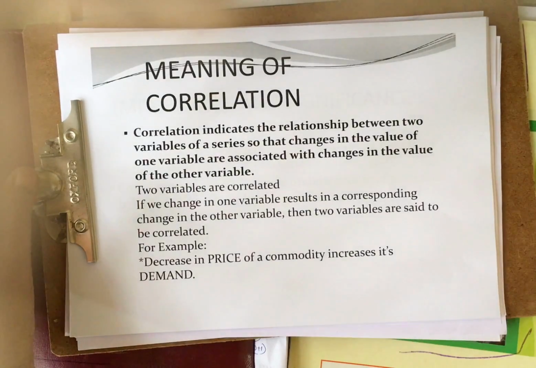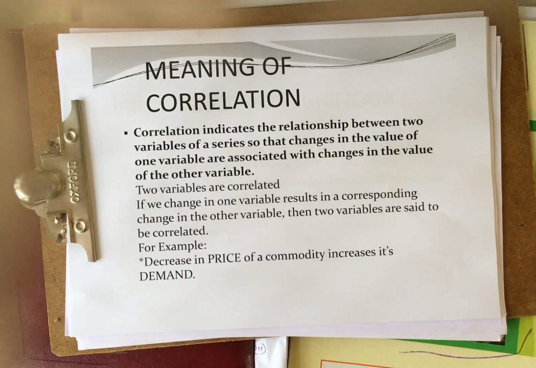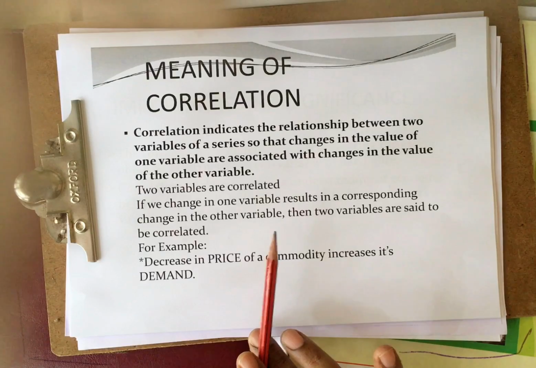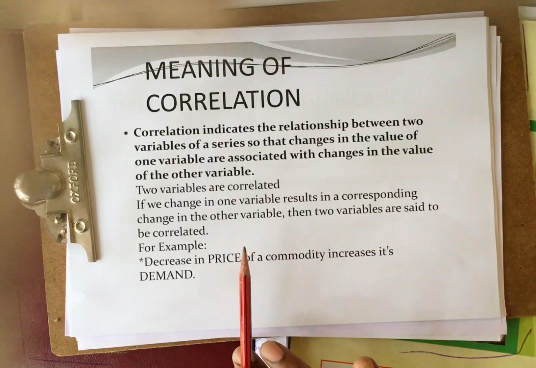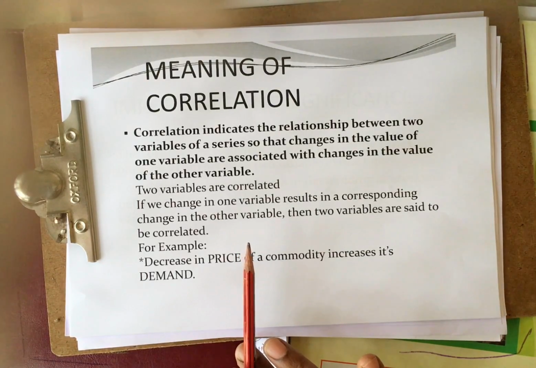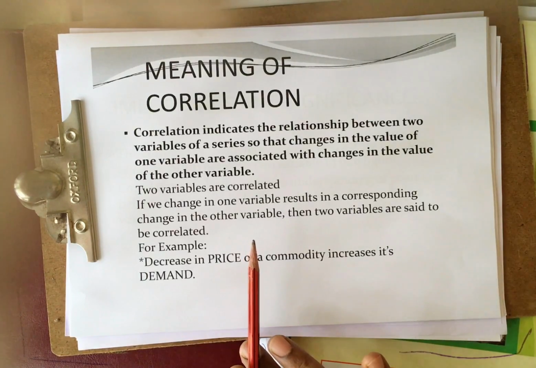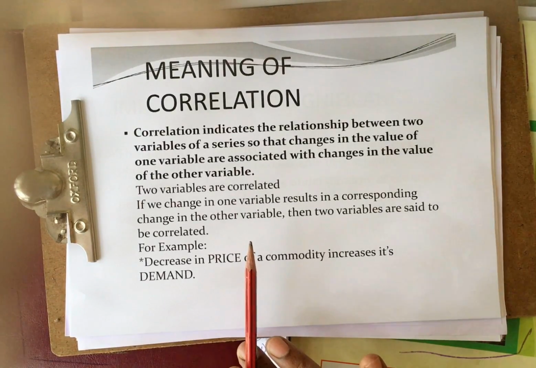Now, what actually is the meaning of correlation? Correlation indicates the relationship between two variables of a series, so that changes in one variable are associated with changes in the value of the other variable. Out of two variables, for example x and y, any change in x is automatically associated with y also. So a change in x will bring some change in y. That's why x and y are related. That is called correlation.